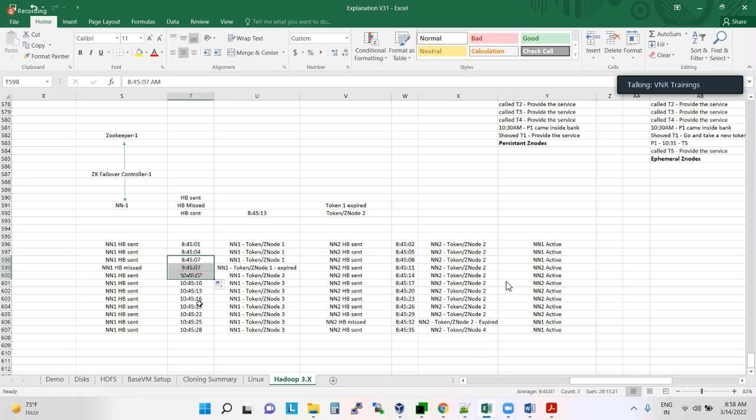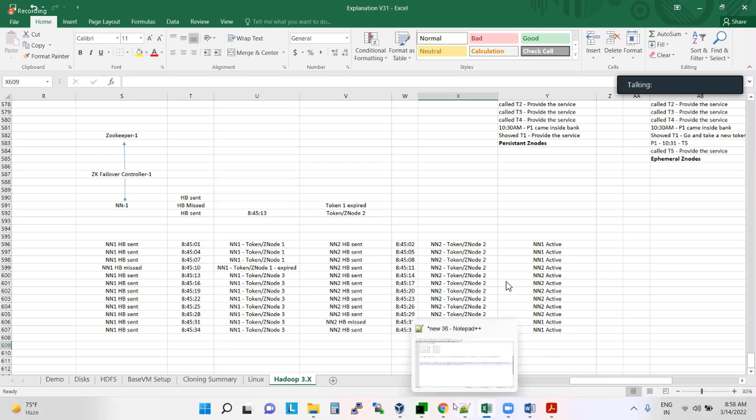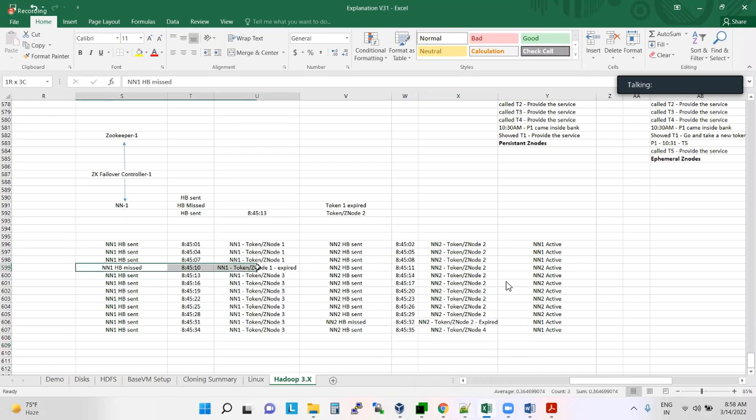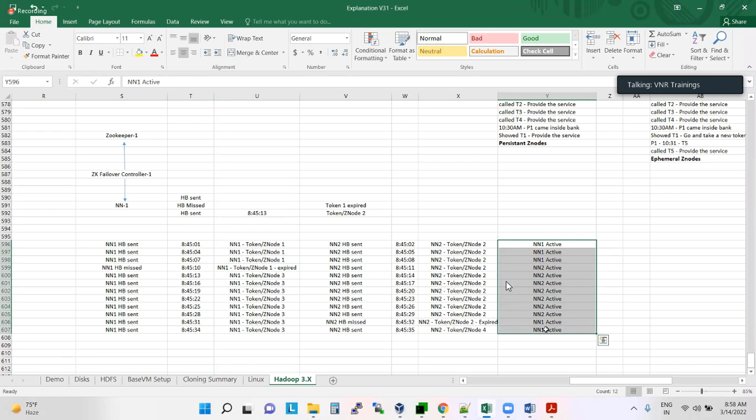Understood? Any questions? Tell me. Understood or any questions? When the heartbeat is missed, the token will be expired. Immediately, the next lowest token will become active. This is how the active standby NameNode election will happen.